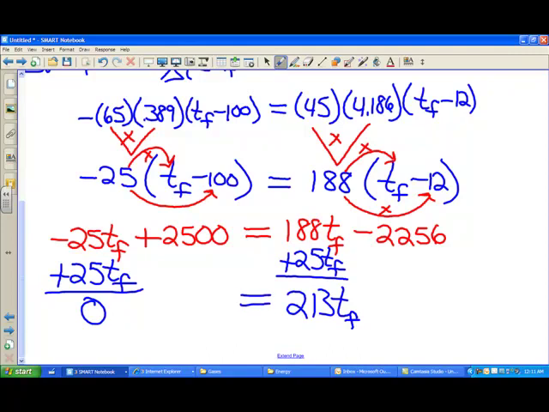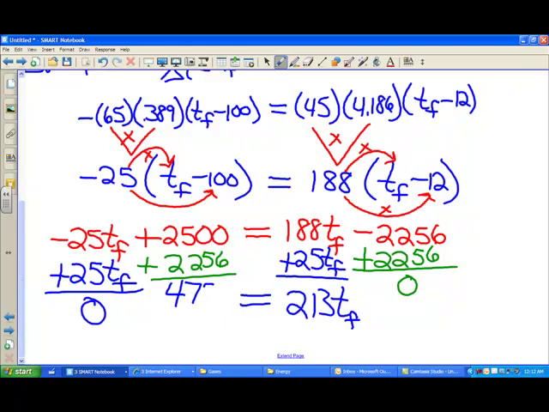Now, your next like term is this term, which doesn't have any variable with it, and this term, which doesn't have any variable with it. So we want to combine those two, and the way we're going to do that is we are going to add 2,256 to this side, which brings that down to 0, and we're going to add 2,256 to this side, and when we do that, that gives me 4,756.